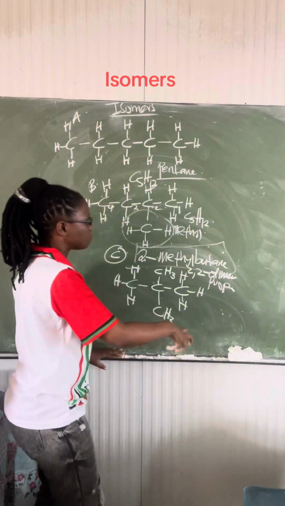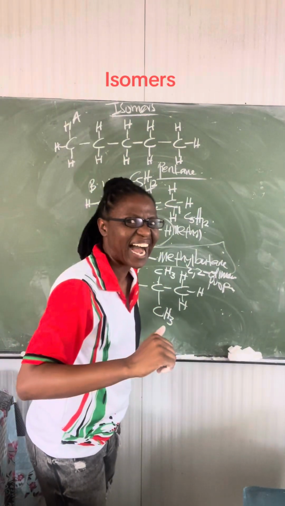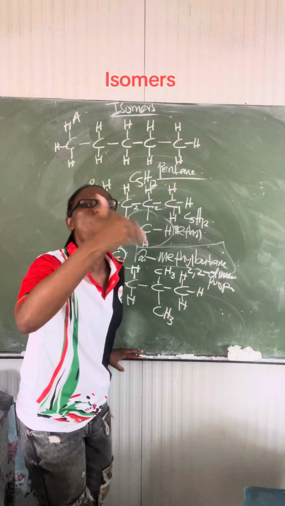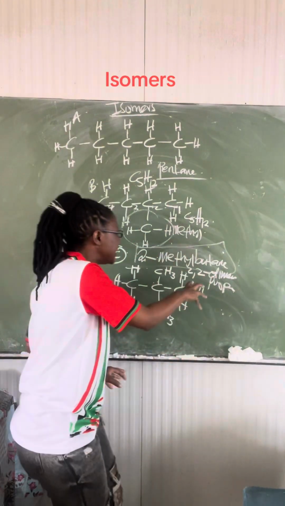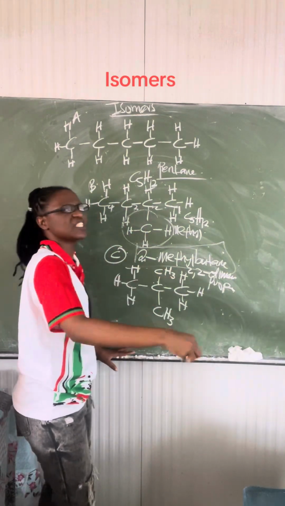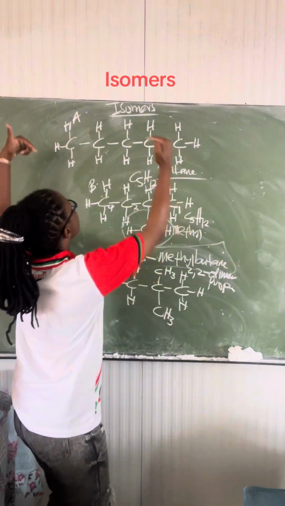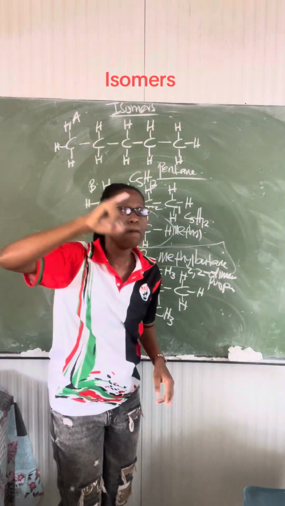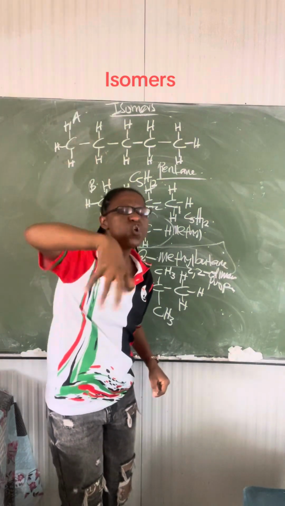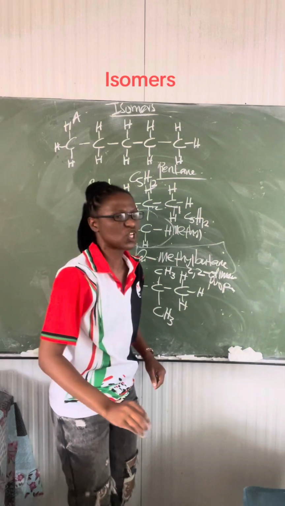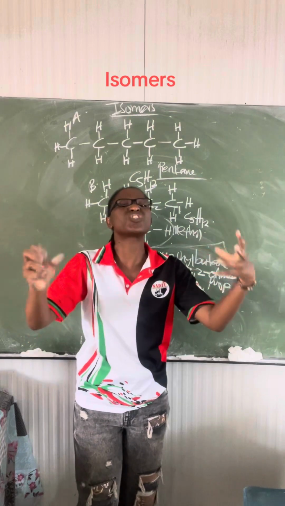As a result, compound C has the highest vapor pressure, and compound C has the lowest boiling point and melting point. The intermolecular forces in compound C are the weakest. Meaning compound A has the highest boiling point, the highest melting point, and the lowest vapor pressure. As a result, the London forces in compound A are the strongest.